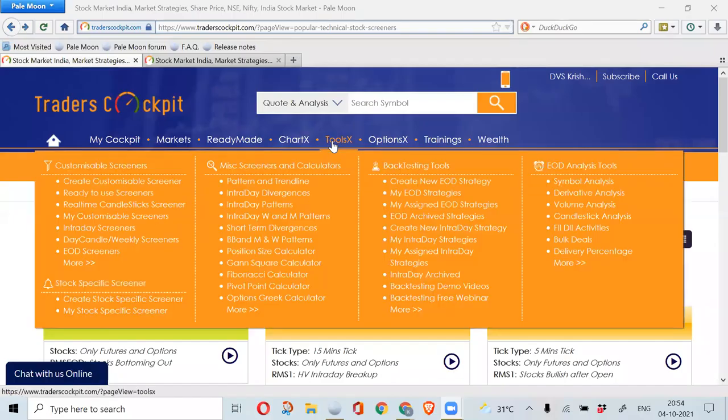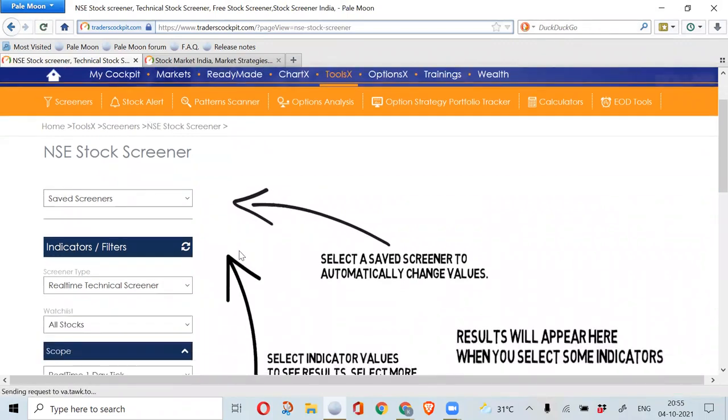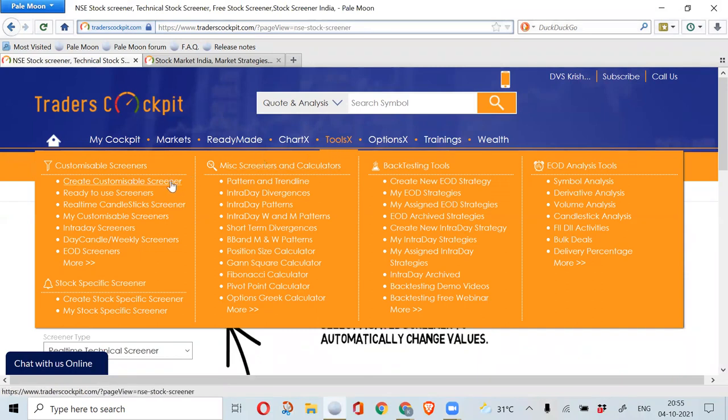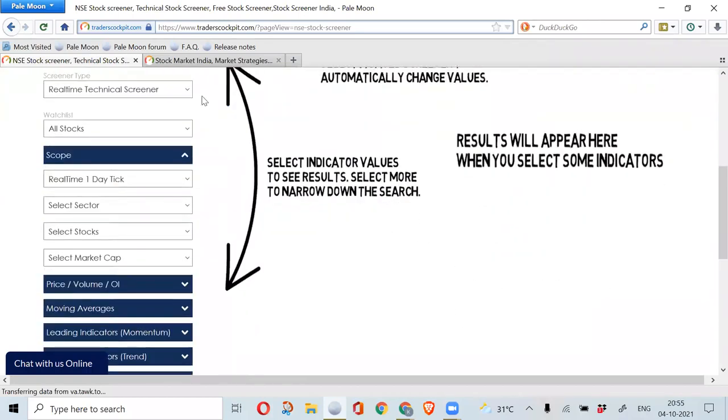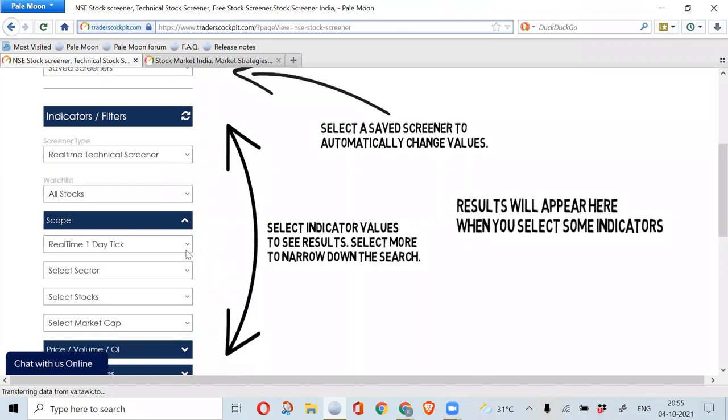Now to go to the customizable screeners, how to create a customizable screener, go to toolsets and then the first option under the toolsets, create customizable screener. If you click on this, you can go to the customizable screener page where we can create our own screener according to our requirement. To reach this, once again, I am telling you, go to toolsets, create customizable screener, the first option. If you see, we have a line of tabular columns where you can select multiple options to create a customizable screener.